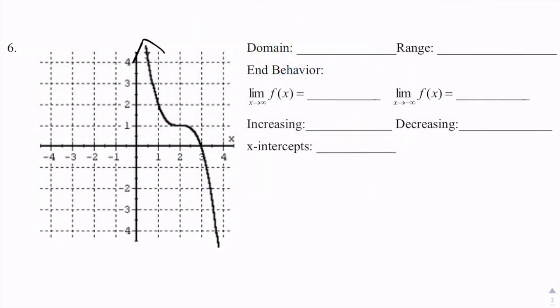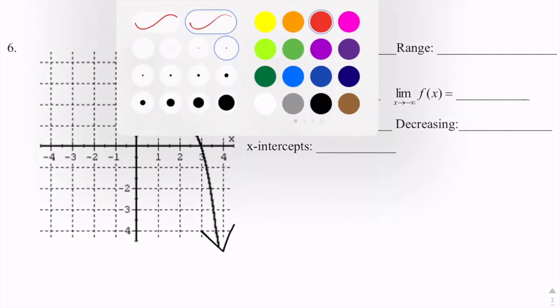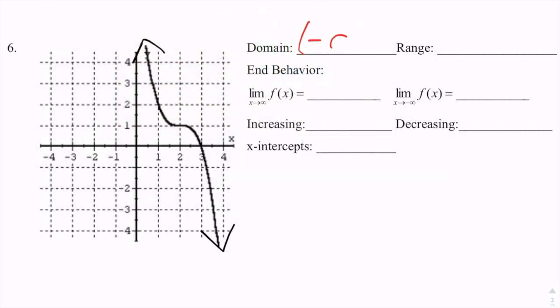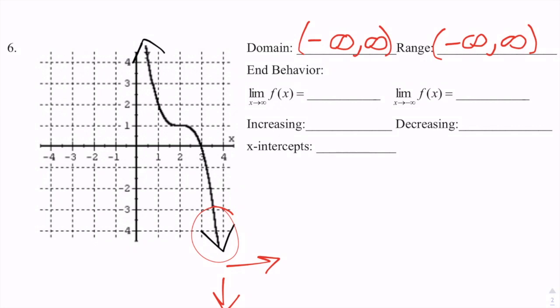Now we have a cubic function here, where our domain is negative infinity to infinity, and our range is also negative infinity to infinity. The limit of f of x as x goes to infinity is the right arrow here, and as we go right forever, we go down forever, so that's going to negative infinity. And the limit of f of x as x goes to negative infinity is our left arrow here, and as we go left forever, we go up forever, so that's going to infinity.